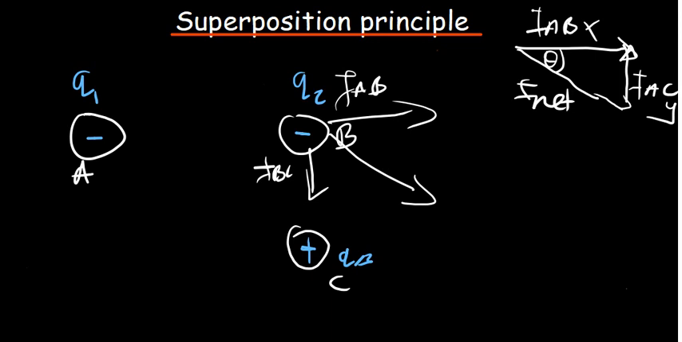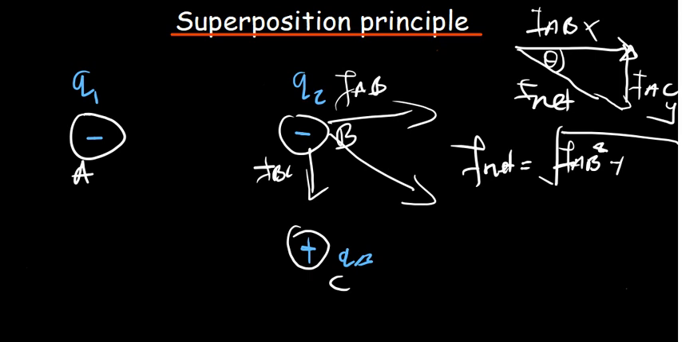So if I want to find that one, I can just take the hypotenuse to say F net is equal to the root of F of AB squared plus F of BC squared. You are going to find F of AB using the same formulas which you have done already: F of AB is equal to k q1 times q2 over r squared. You are going to be given everything there.